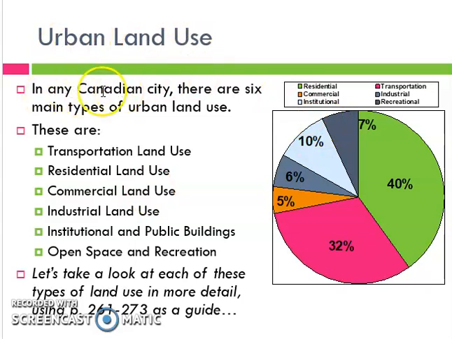Urban land use. In any Canadian city, there are 6 main types of urban land use. These are transportation land use, residential land use, commercial land use, industrial land use, institutional and public buildings, open space, and recreation. Let's take a look at each of these types of land use in more detail using page 261 to 273 as a guide. So notice here, these are the land use amounts in percentages for any Canadian city.